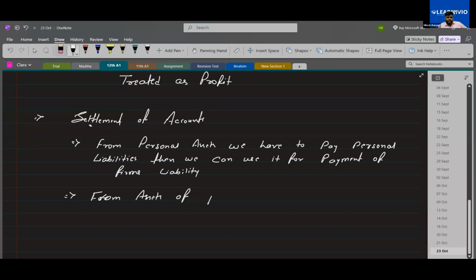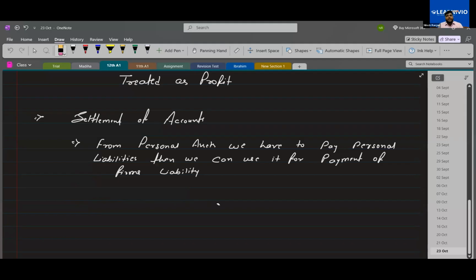We already know this, that assets of the firm will be utilized for payment of liabilities first, then it can be transferred to partners. I have written this in the process also. So settlement of accounts: from personal assets, we have to pay personal liabilities, then we can use it for payment of the firm's liability. What does it mean?